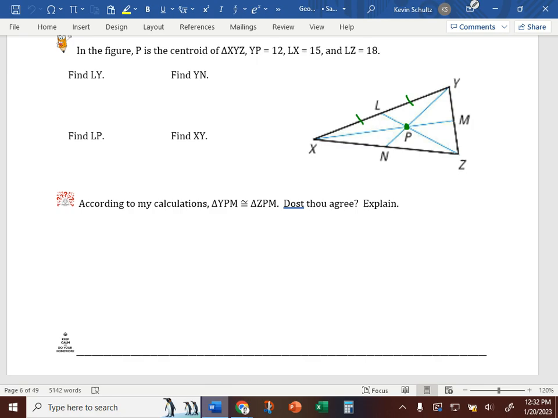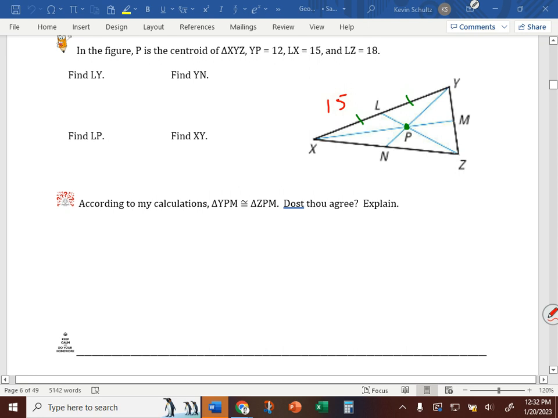Okay, and we're back. Damien, LY equals 15. How'd you come up with that? Because XL equals 15, as we were given that. And I inferred that LY equals 15 as well. Yes, and you don't need to infer this because you can confirm it. Because L being the midpoint of that side, if LX is 15, then LY would have to be 15 as well. Okay? So 15 is this one.